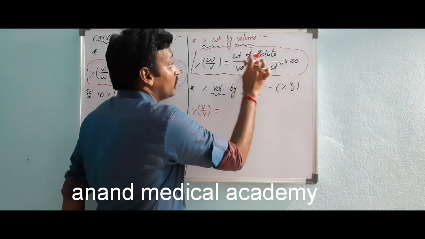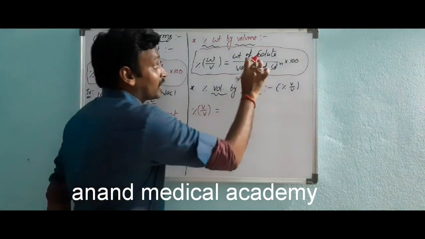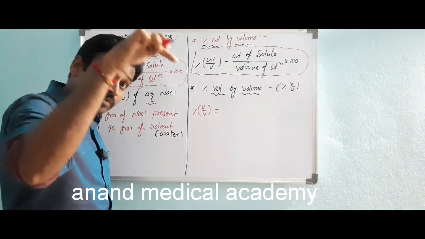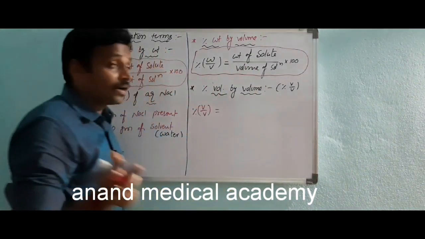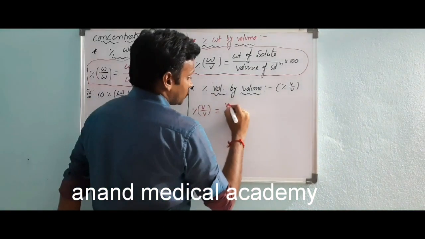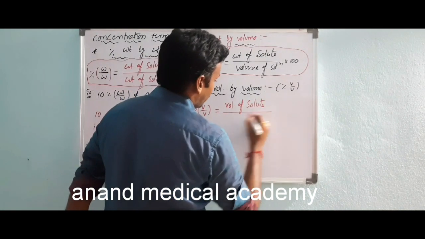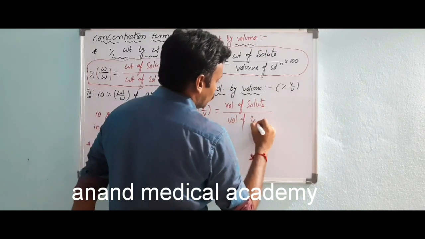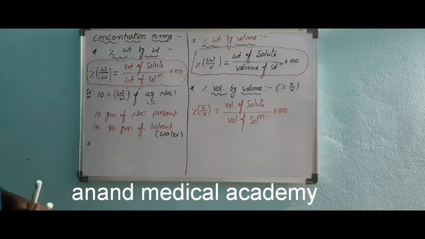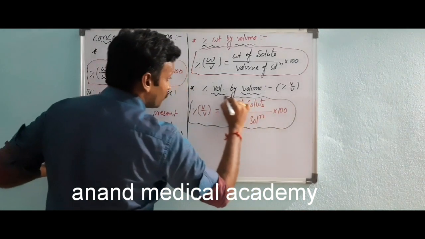Volume of solute. How many ml of solute dissolved in 100 ml of given solution is percentage V by V. That is, you can write like this: volume of solute by volume of solution into 100. This is percentage V by V, volume by volume.